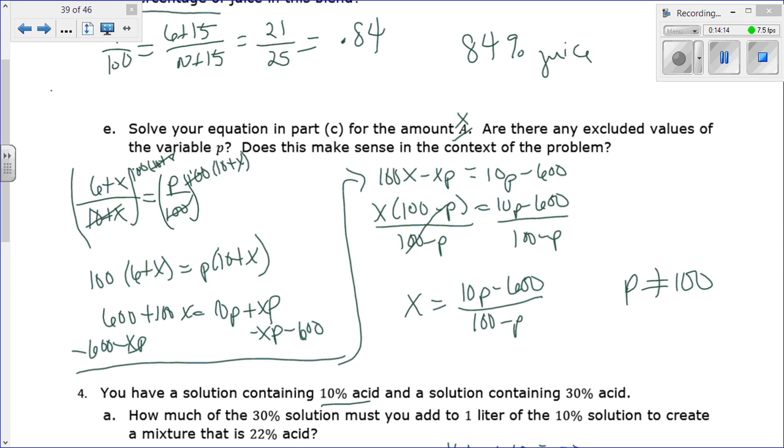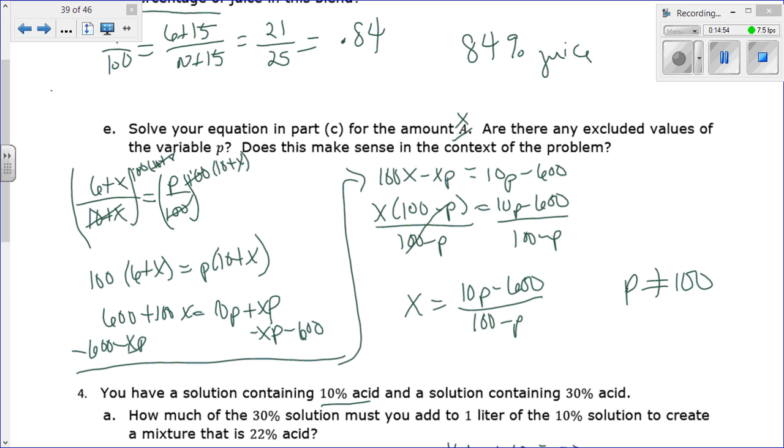So I manipulated my formula, and I got 100 times (6 + x) equals P times (10 + x). Distributed, so I have 600 + 100x = 10P + xP. Subtract the xP and subtract the 600. I want to get all the x's on one side and all the other things on the other. So I have 100x - xP = 10P - 600. Factor out an x, so I have x(100 - P) = 10P - 600. Divide by 100 - P, so x is equal to (10P - 600)/(100 - P).